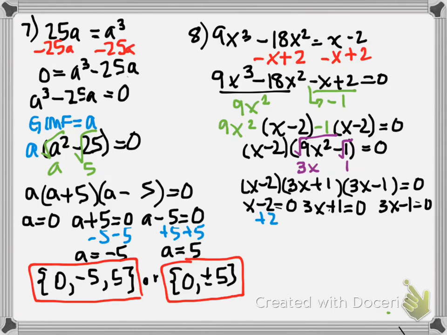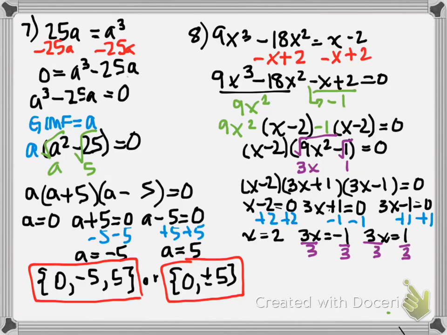So I'm going to add 2 to both sides, subtract 1, add 1 in all of those. So I get x equals 2, so there's one solution. 3x equals negative 1. 3x equals positive 1. Divide by 3 on both of these. And that gives me x equals negative 1/3. x equals positive 1/3. So my solution set contains 2 and positive and negative 1/3. And you can write them out separately if you would like.